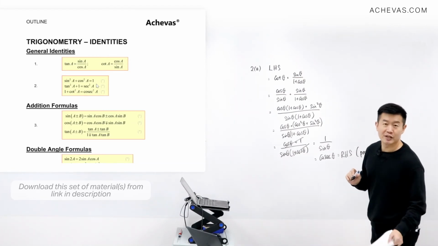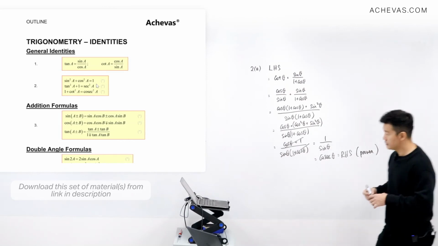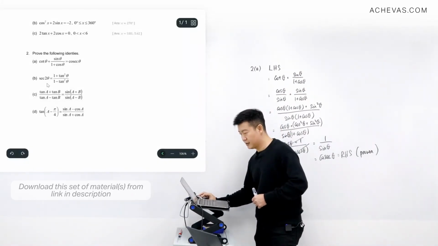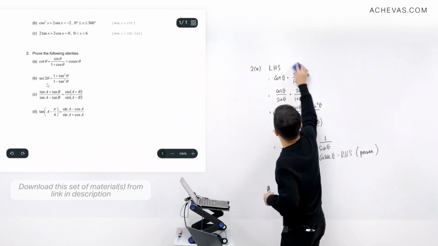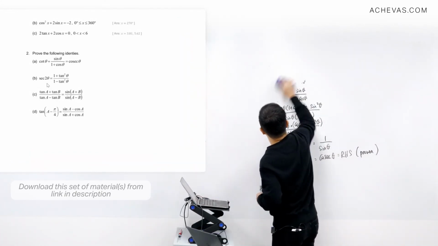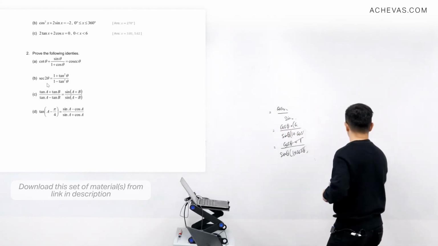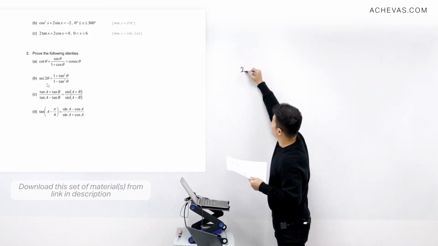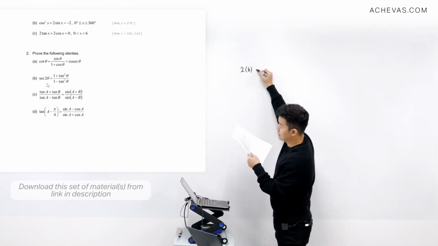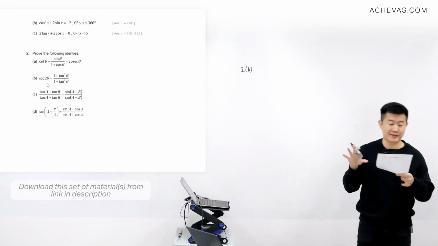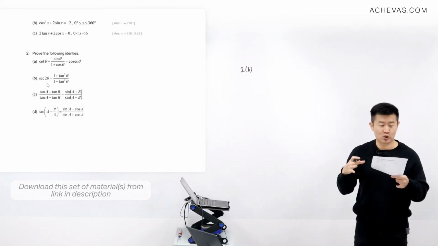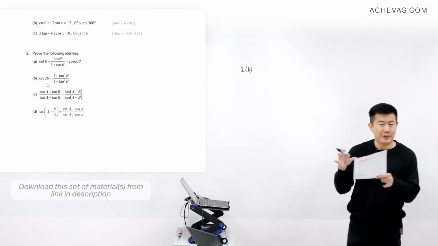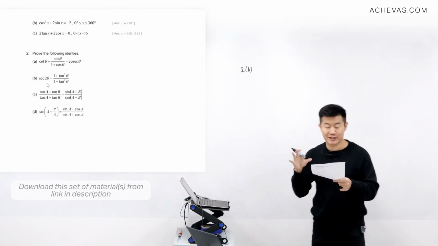Let's take a look at question number 2b. Sorry, not 1b, it is 2b. I'm supposed to prove this. I'm going to pick one side to start. One side is secant 2 theta, which looks simple enough, so I'm going to pick the more complicated looking side, which is actually the right hand side.